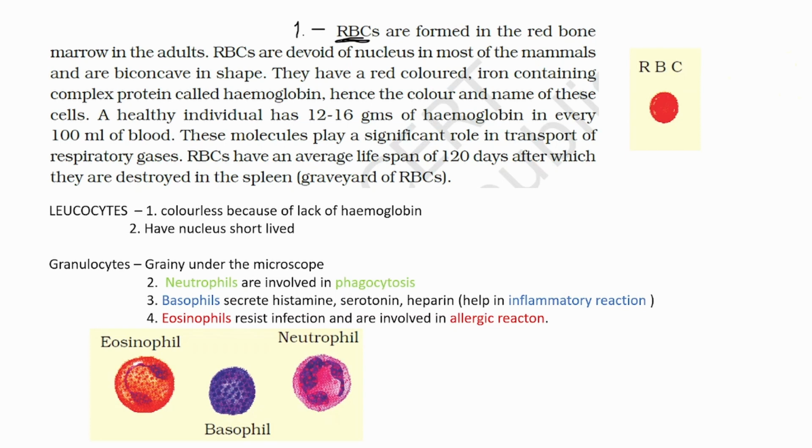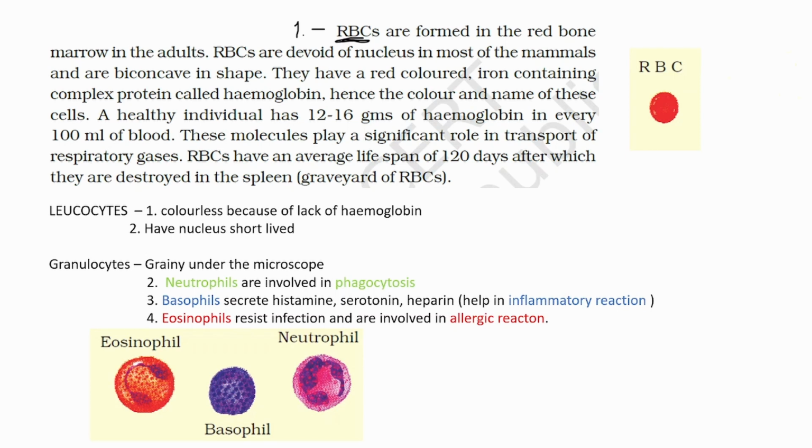And granulocytes, which are stained under the microscope, they have three types: neutrophils, which form 60 to 65% of all the WBC count, as we have seen, and neutrophils, they help in phagocytosis. So neutrophils in granulocytes and monocytes in agranulocytes, they both help in phagocytosis.